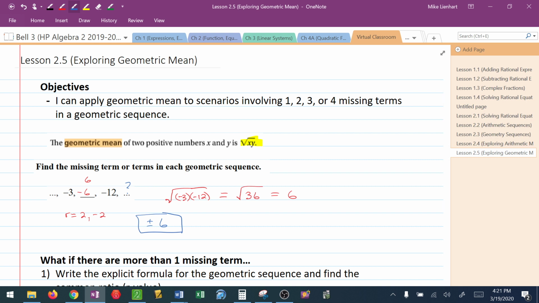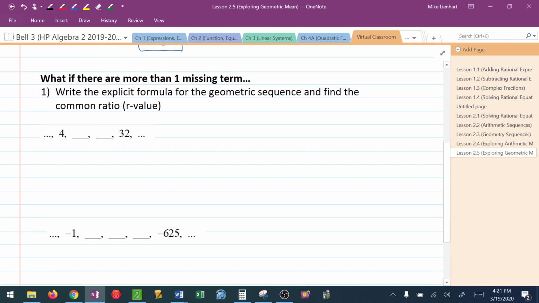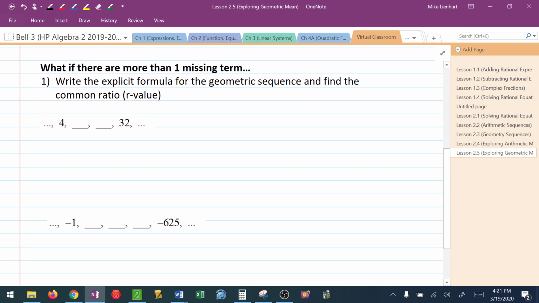All right? So that brings us to: how do you do it when there's more than one missing term? Very simply, what we're going to do is write the explicit formula and find the common ratio. All right, and I forgot to write a step 2 here, but then it would simply be to apply that common ratio, that r value. All right, and you'll see what I mean here.